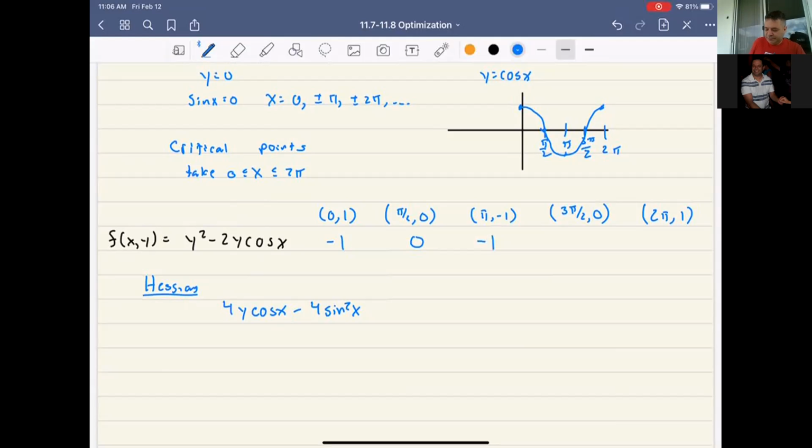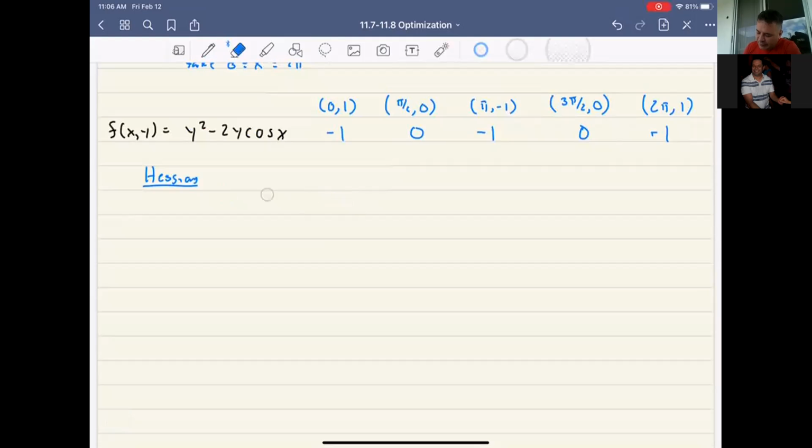Okay. (3 pi over 2, 0). Since y is 0, that's going to be 0. (2 pi, 1): cosine of 2 pi is 1, so that's going to be 1 minus 2, which is -1. Interesting.